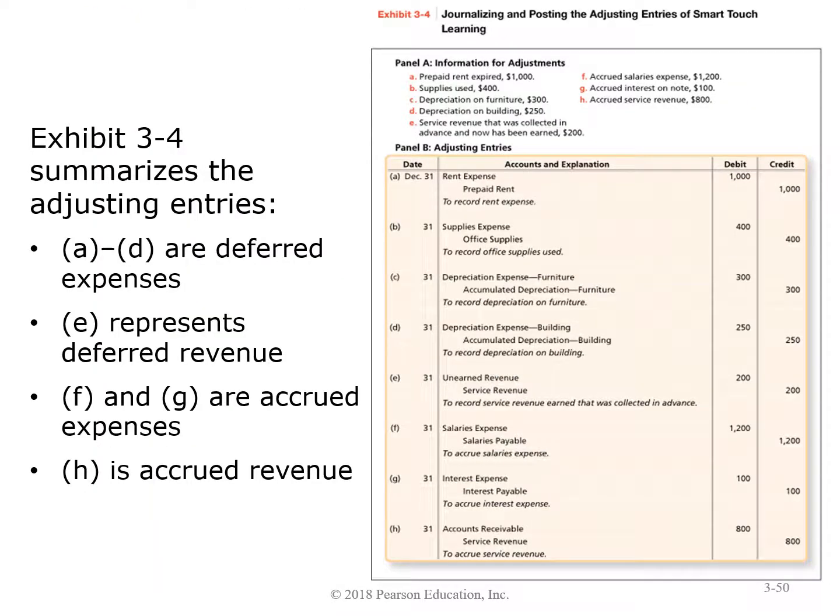All right, this is a good summary. A through D are deferred expenses. E represents deferred revenue. F and G are accrued expenses, and H is an accrued revenue. So you might want to print this out and take a look at it, so you can practice it, or just make yourself a copy of this, but make sure that you understand these journal entries.